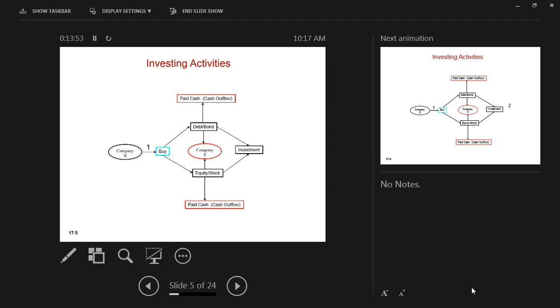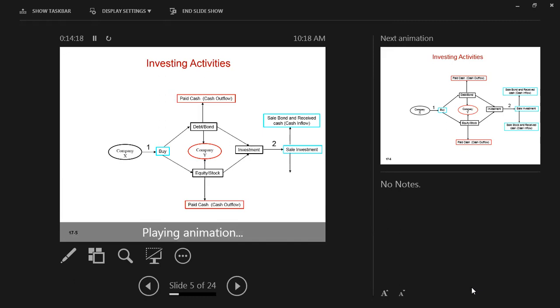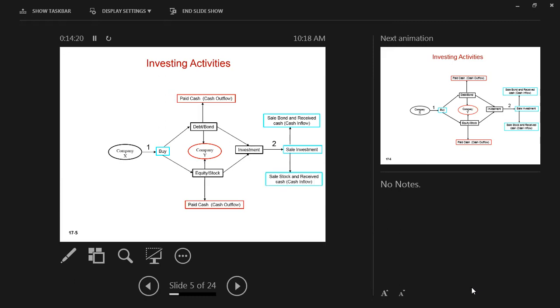Now, a few days later, you can sell your investment. So today you have enough money, you can buy an investment, but in the future, if you need your money back, you can sell this investment anytime. And when you sell this investment, you are going to receive cash back, so it is a cash inflow.